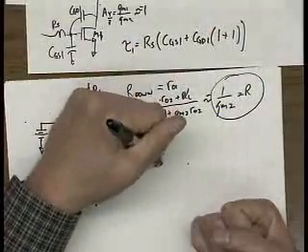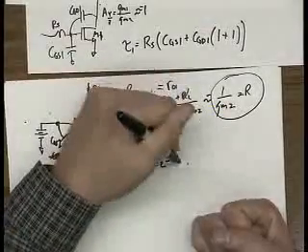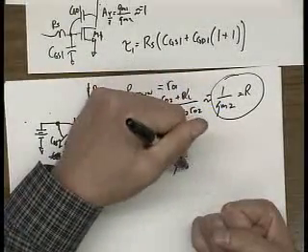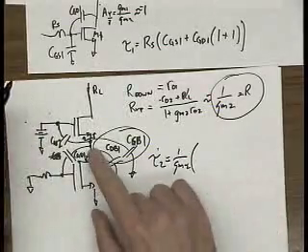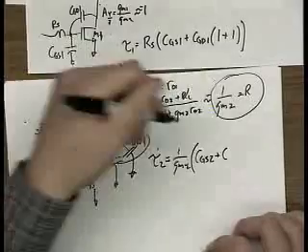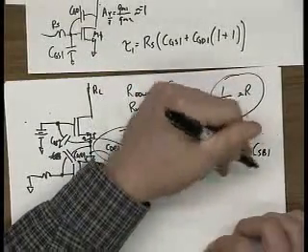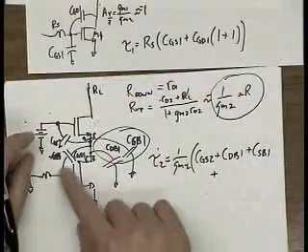So we get tau 2 is equal to 1 over GM2 times various capacitances. CGS2, CDB1, CSB1, plus, now what happens with this capacitance here?